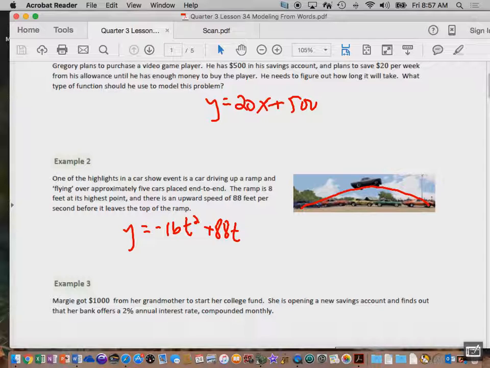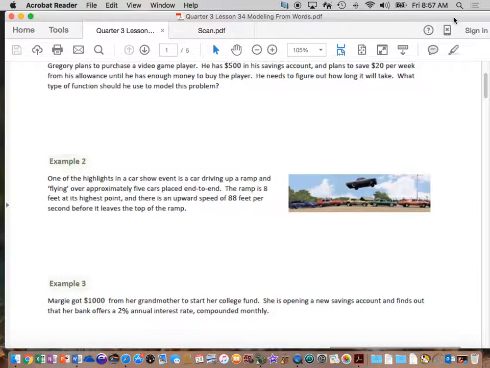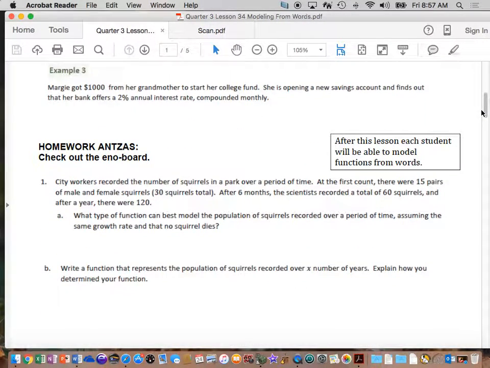Now, let's go to example 3. Margie got $1,000 from her grandmother to start her college fund. She's opening a new savings account and finds out that her bank offers 2% annual interest rate compounded monthly. What would that be? What kind of function? Exponential. Interest population, compounded interest, is always exponential.